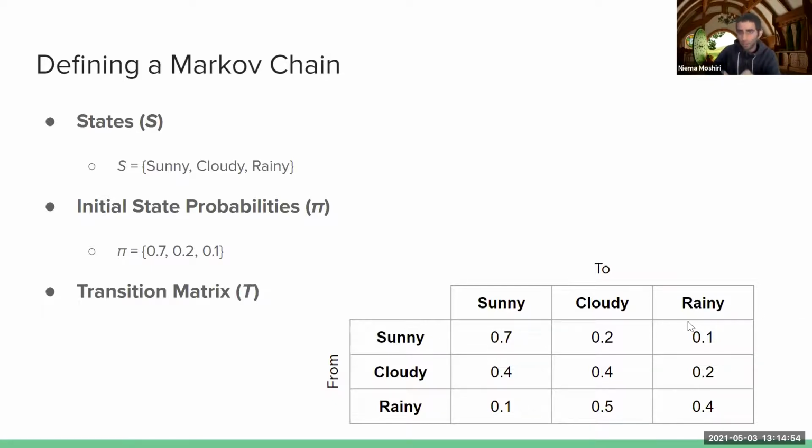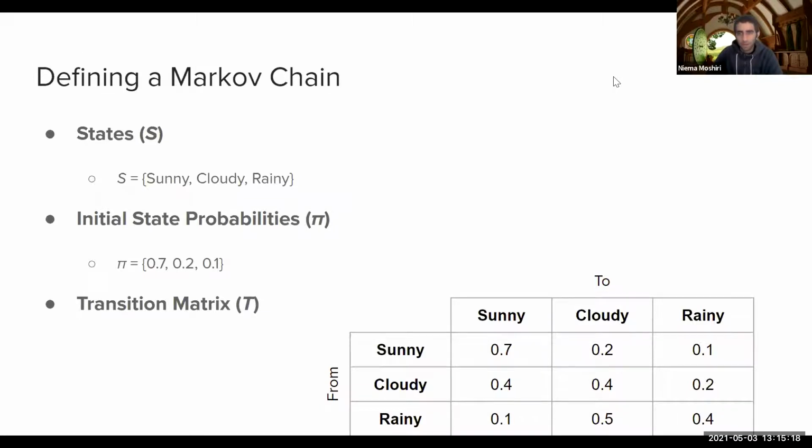And this is necessary because if today is sunny, tomorrow has to either be sunny, cloudy, or rainy. The sum of all of those outgoing probabilities has to be 100% because I have to go somewhere. Does that kind of make sense? So every row of this matrix needs to add up to 1. Any questions so far? Feel free to interject if you have any concerns.